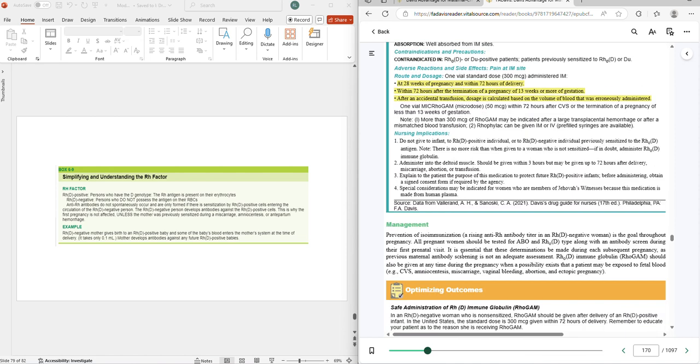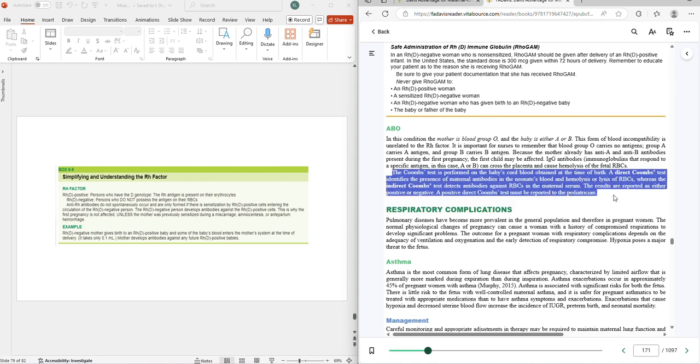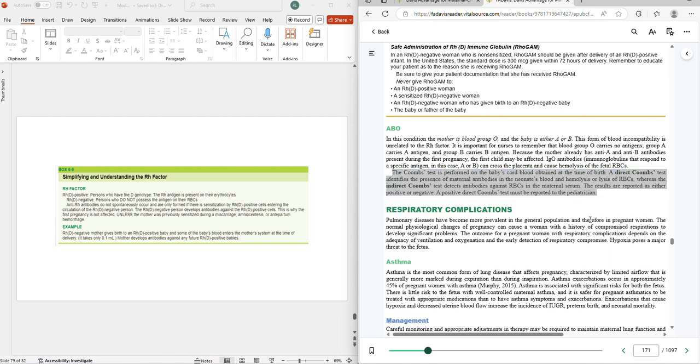All right, management. Just read through this. Now let's talk about the other parts. Okay, so ABO, another winking lollipop. Still talking about the Coombs test. Okay, know this paragraph. You need to know what direct and indirect Coombs are.